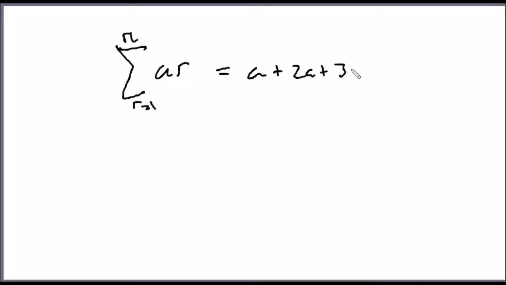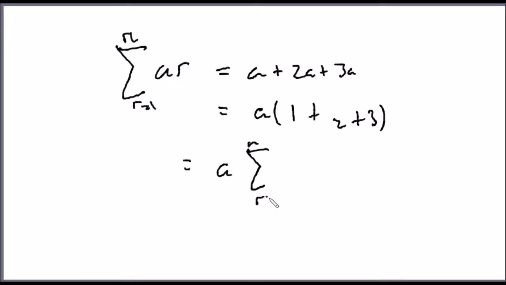I'd also like to show that sigma of r, or anything actually for that matter, can actually be shown as something else. So let's do it. It's a plus a times 1 plus 2a plus 3a, and so that's just a times 1 plus 2 plus 3. So therefore that is also equal to that, where a is out. You can take a outside of the summation, basically.